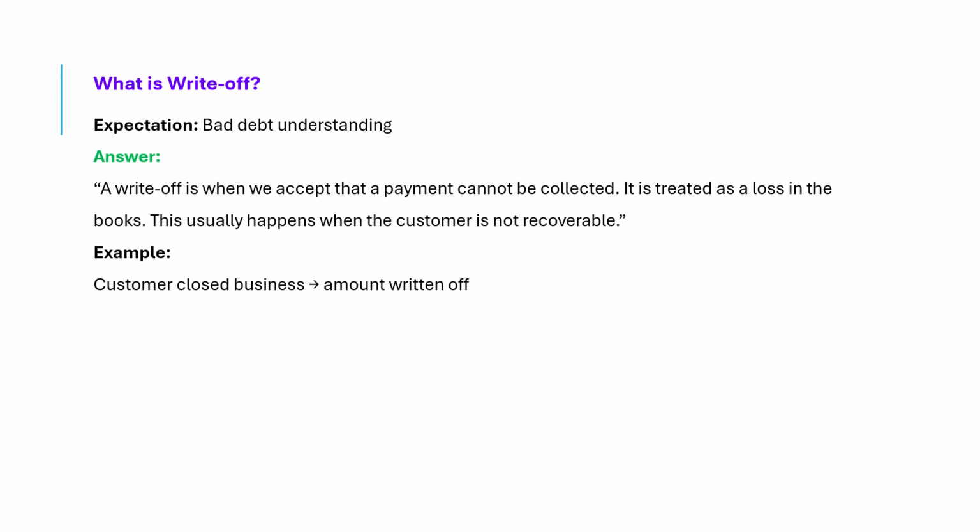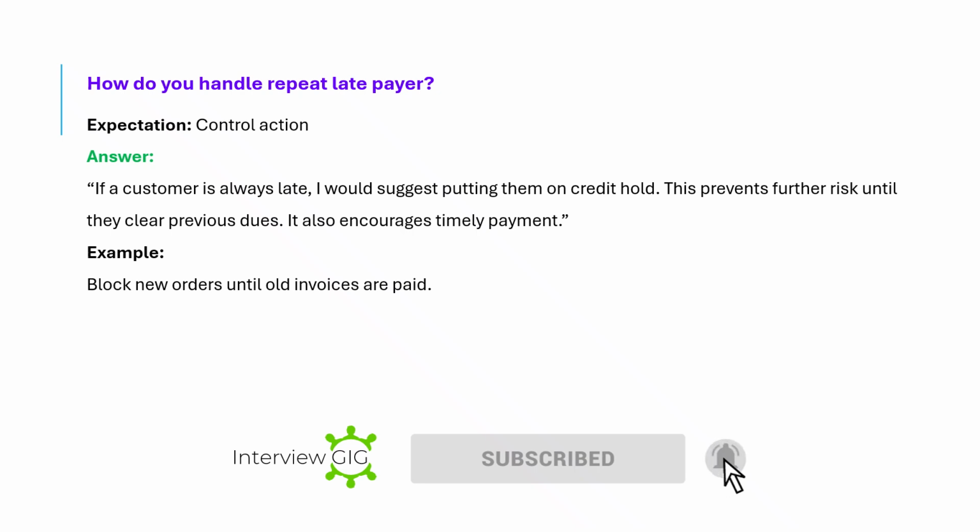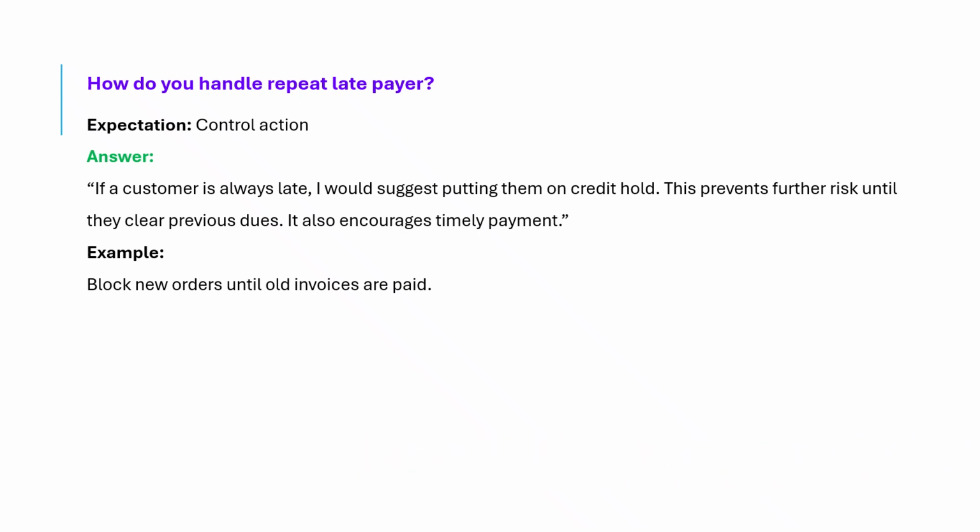This usually happens when the customer is not recoverable. Example: customer closed business, amount written off. How do you handle a repeat late payer? Expectation: control action. Answer: If a customer is always late, I would suggest putting them on credit hold. This prevents further risk until they clear previous dues. It also encourages timely payment. Example: block new orders until old invoices are paid.